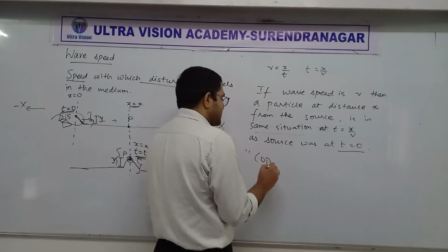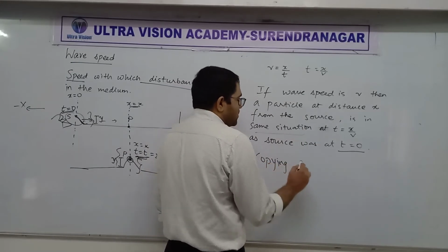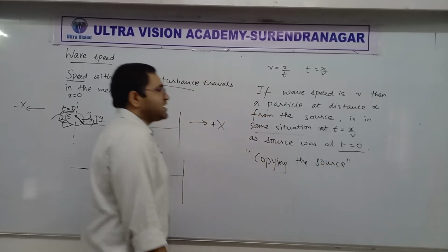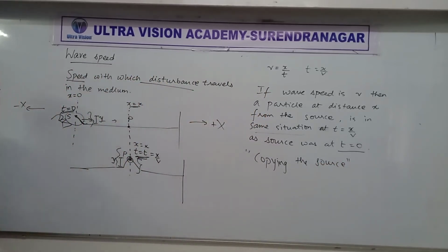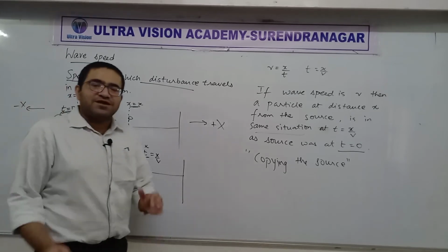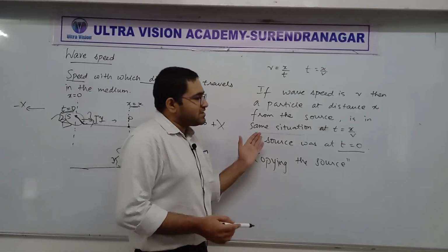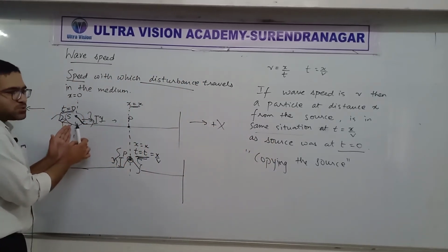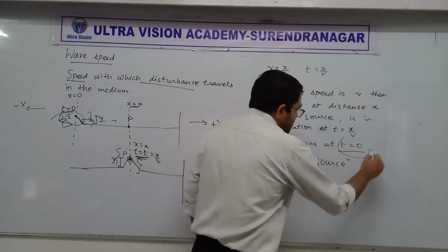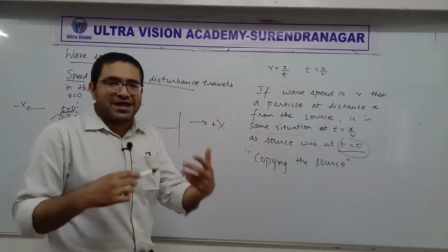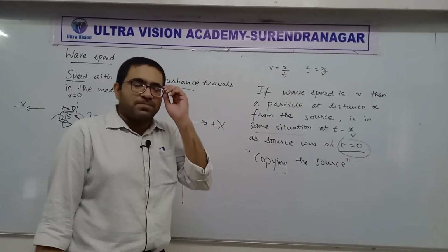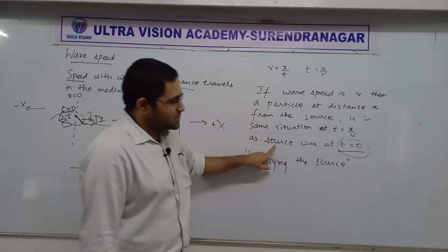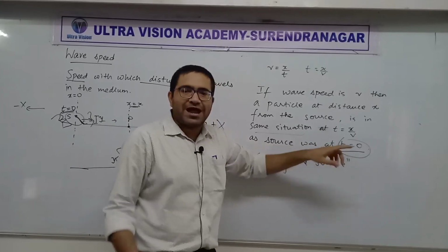They are trying to copy the source. Right? They are all trying to copy the source. So do you realize that different particles will be showing the same behavior as the source was showing at t equal to 0, at different times? Different particles will show the same behavior as source was showing at t equal to 0 at different times.